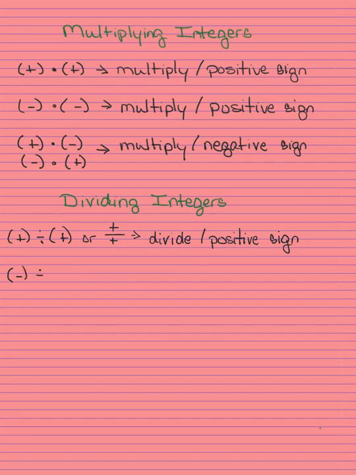Negative divided by a negative, or a negative over a negative. Draw an arrow and put divide, a slash, and then positive sign.